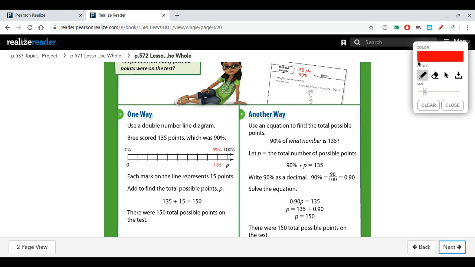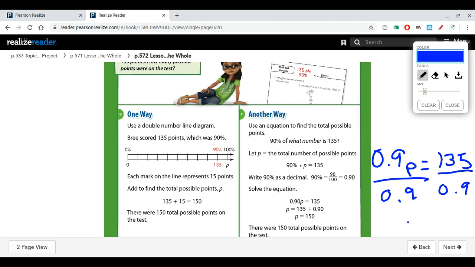If I use the equation, which I think most of you are going to prefer, notice that I set up my percent. It's 90% times the total possible points. But we don't write 90% as 90%. We write it as a decimal, so it would be 0.9. I'm going to drop off that 0. So it's 0.9 times the points possible equals 135. I divide both sides by 0.9, and when I do, I end up with 150 possible points on the test.